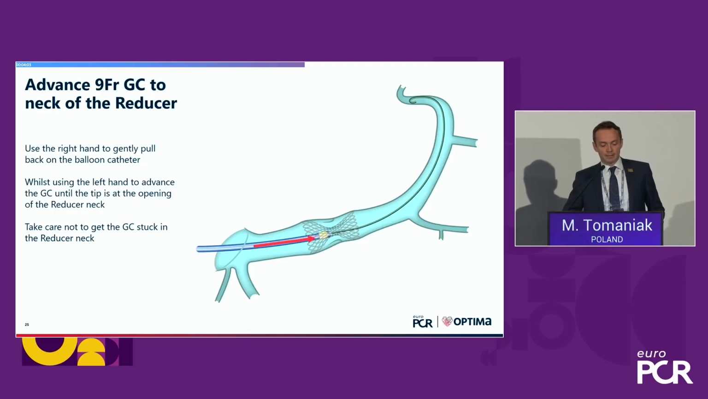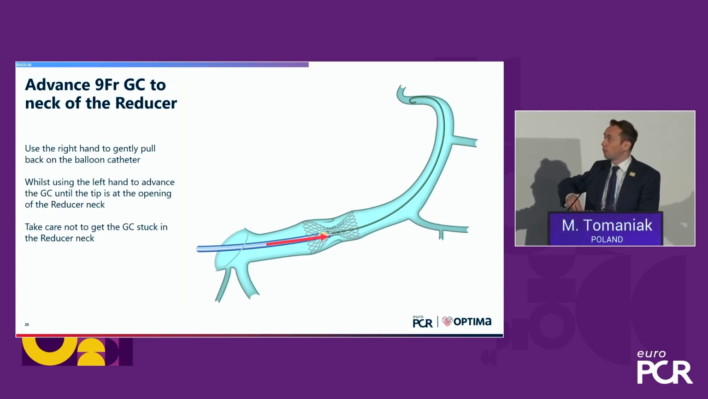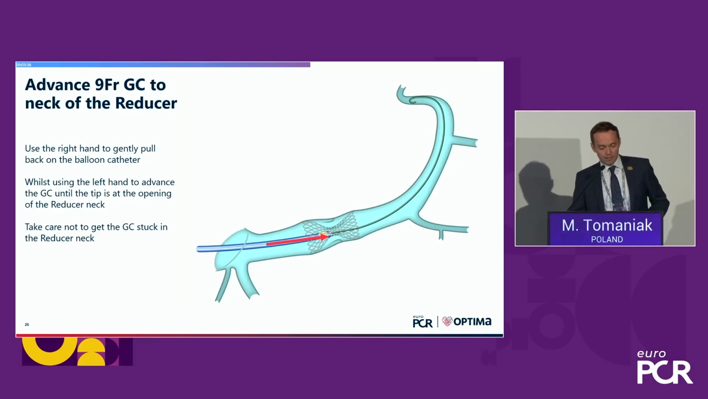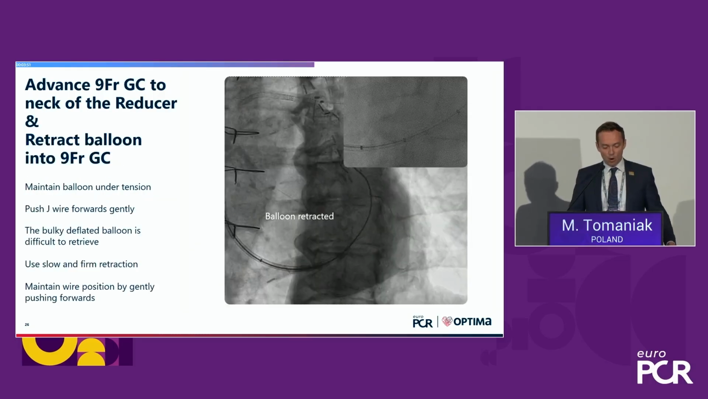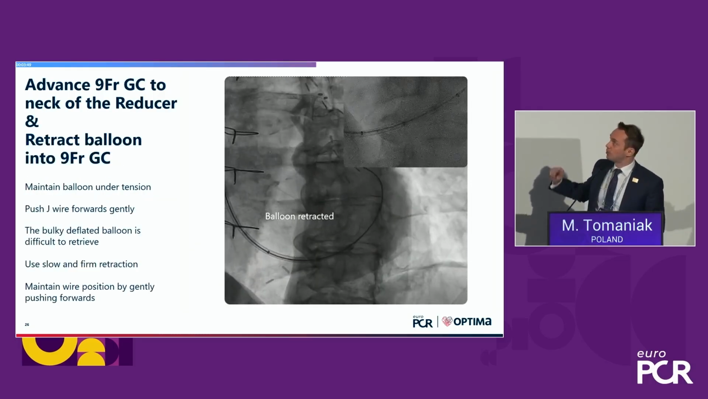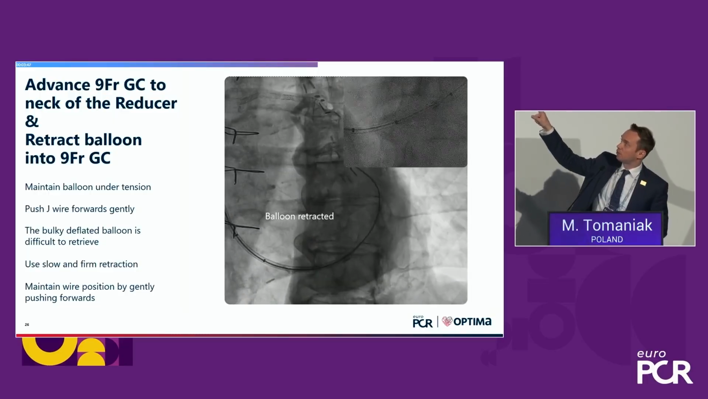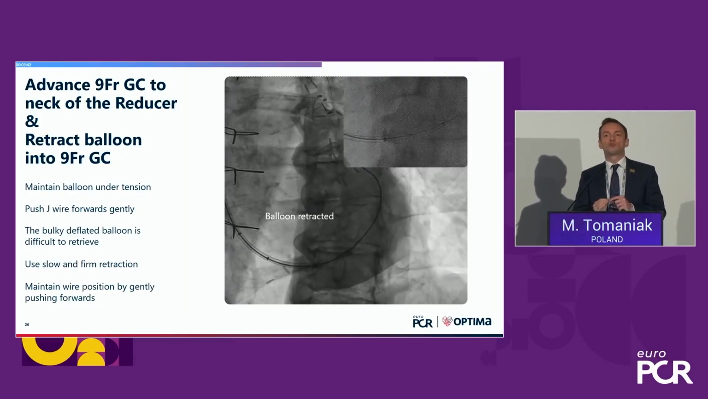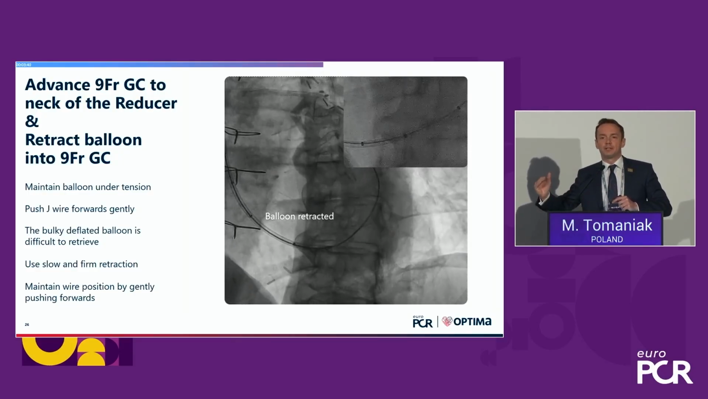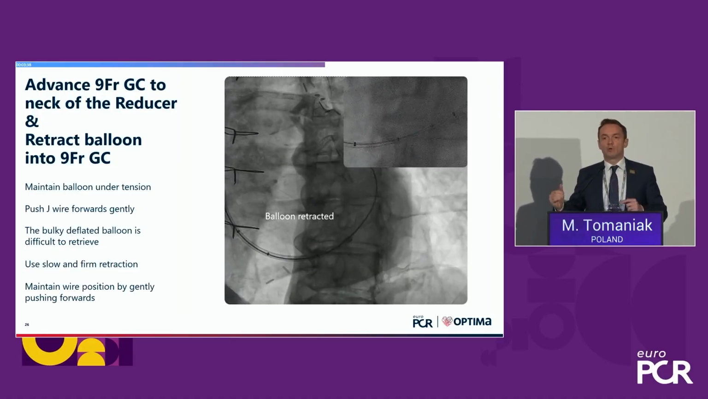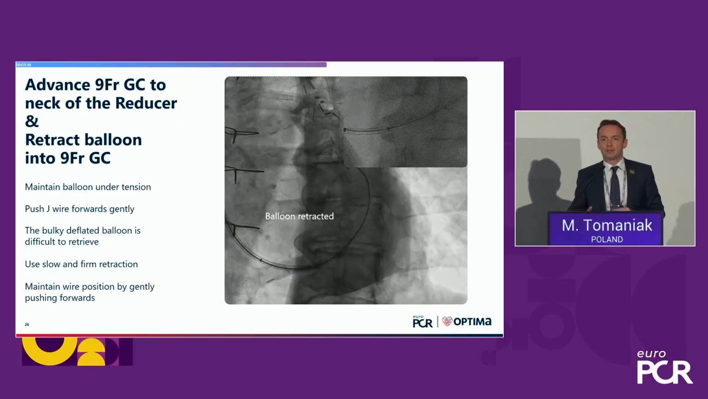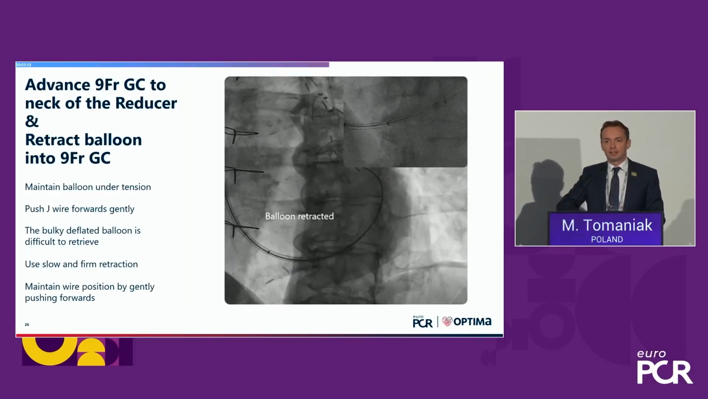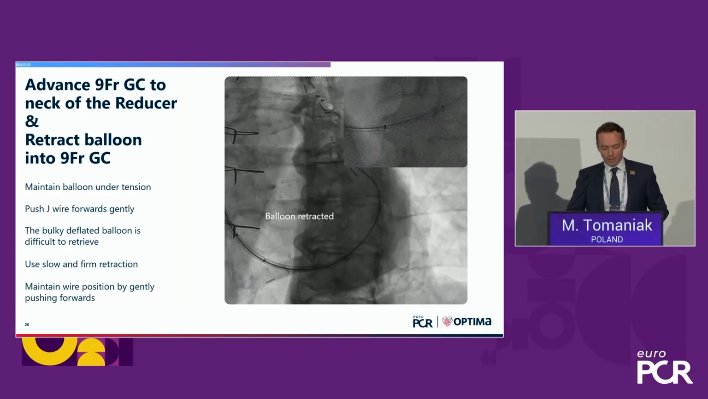And then I use the right hand to gently pull back on the balloon catheter, while with the left hand I advance the guiding catheter until the tip is at the opening of the reducer neck, which you can see on the graph in the corner. I have the guiding just at the neck of the device, but I do not want to have this guiding further than the neck of the device. And so once the whole balloon is already in the guiding catheter, I can take this completely out away.